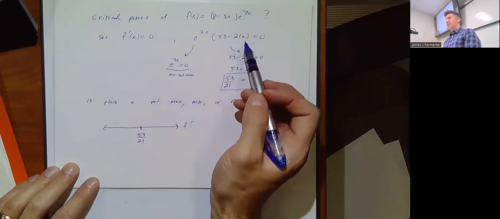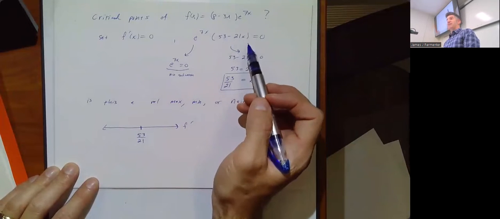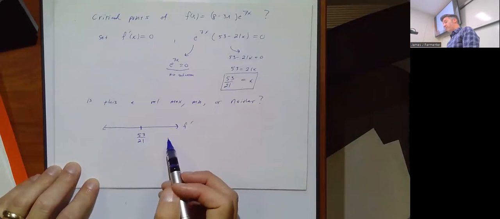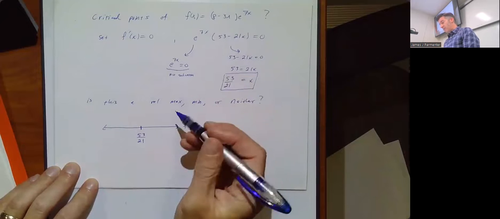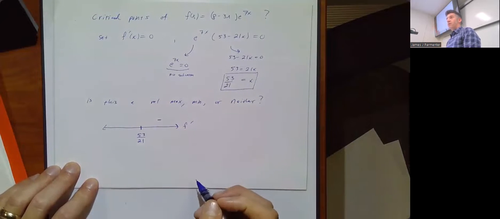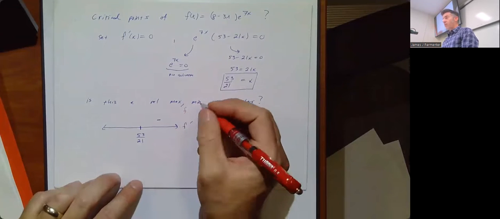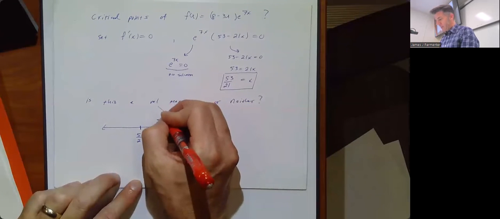Negative, right? 21 times 1,000 is pretty big, and 53 minus it is going to be very negative. So when you pick a number larger than 53 over 21, you get a positive times a negative, which is going to be negative overall, which means that the function itself has a negative derivative, which means it is decreasing.